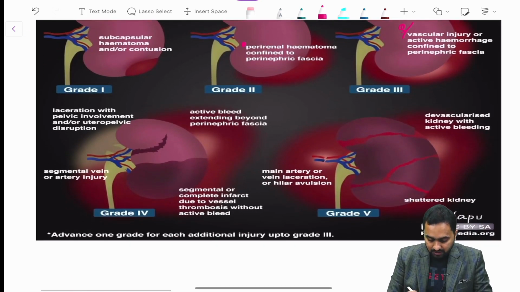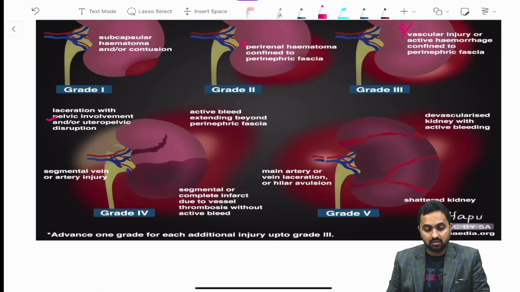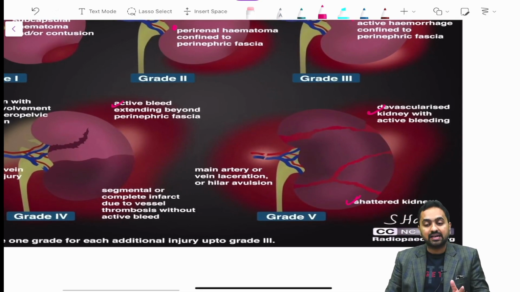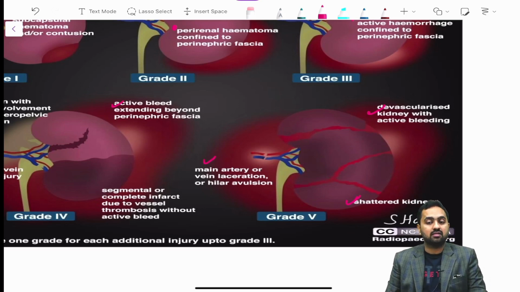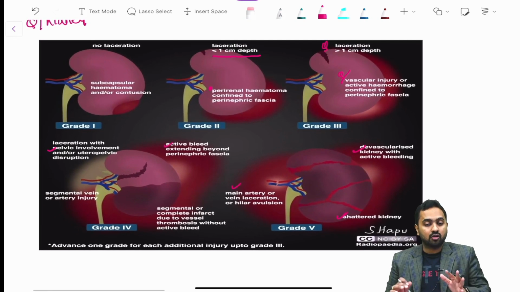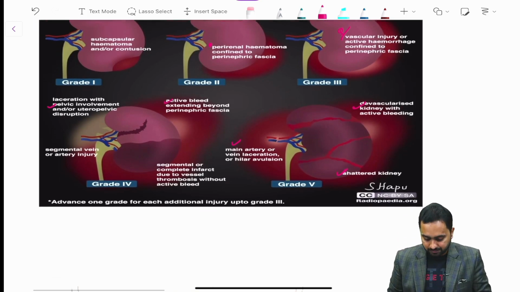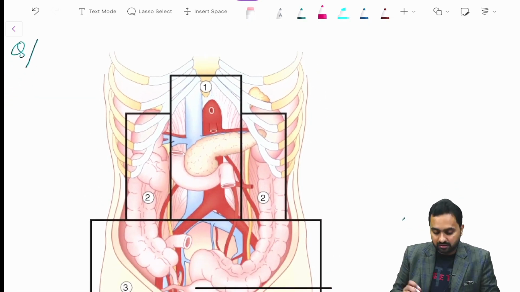Then your grade 4, we have your laceration with pelvic involvement or the uteropelvic disruption. Then we have active bleed, which is extending beyond your perinephric fascia, right. And in your grade 5, we have a shattered kidney, a devascularized kidney with an active bleeding, or any main artery or vein laceration or hilar avulsion. So, for this kidney traumas also, we would be essentially following the same algorithm of the blunt trauma that we had discussed.